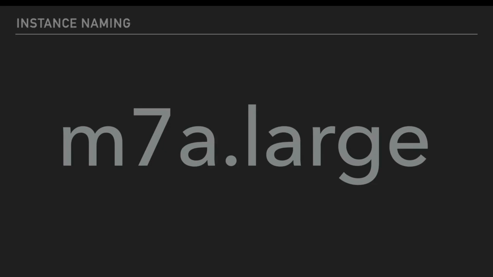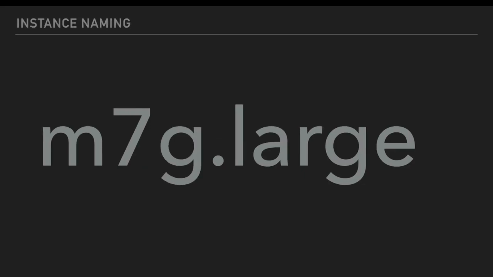For this example, it's a general purpose 7th generation, but here we have an A. An A here means that it has an AMD processor. So instead of an Intel processor, it has an AMD processor, but because it says large, I know that it has the same specifications. In other words, the same vCPU and the same RAM as the other M7i large.